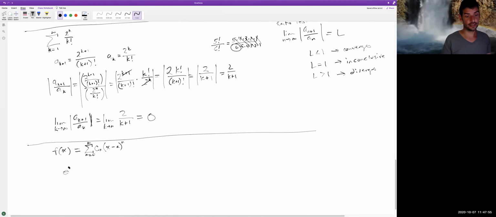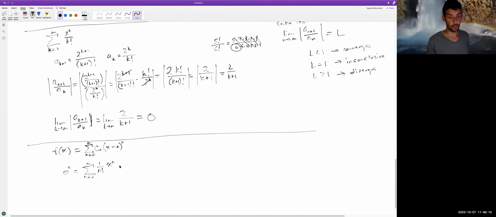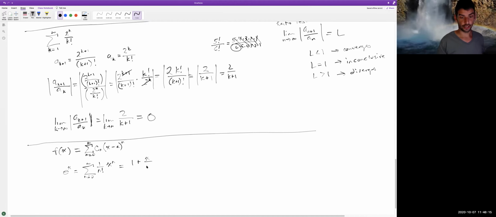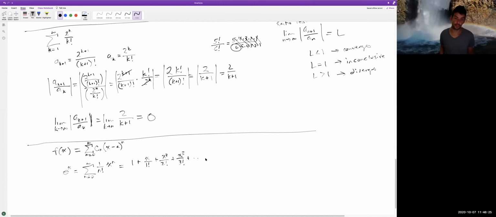For example, e to the x can be written as the sum of 1 over n factorial times x to the n, right? Which looks like 1 plus x over 1 factorial plus x squared over 2 factorial plus x cubed over 3 factorial, and on and on and on. So this is like the coefficient. The c sub n's are 1 over n factorial.